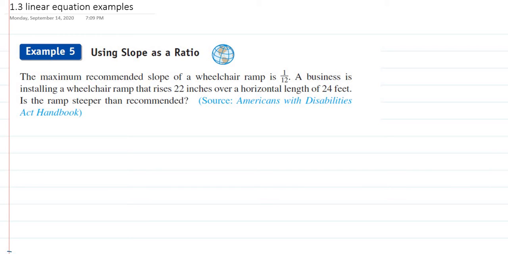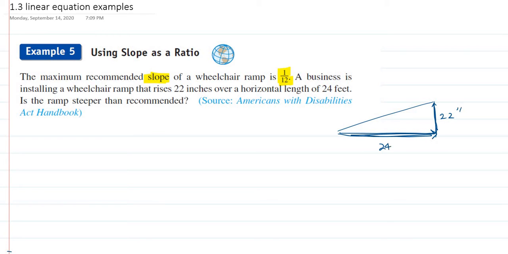So the first thing I'm going to do is look for some keywords here. This is about slope, and 1/12 is the maximum recommendation. So I'm determining that I'm going to have to compare whatever I get to that maximum recommendation. Secondly, I'm going to draw myself a picture. This basically is a triangle where the wheelchair ramp rises 22 inches, so that's 22 because that's rise, over a horizontal length of 24 feet.